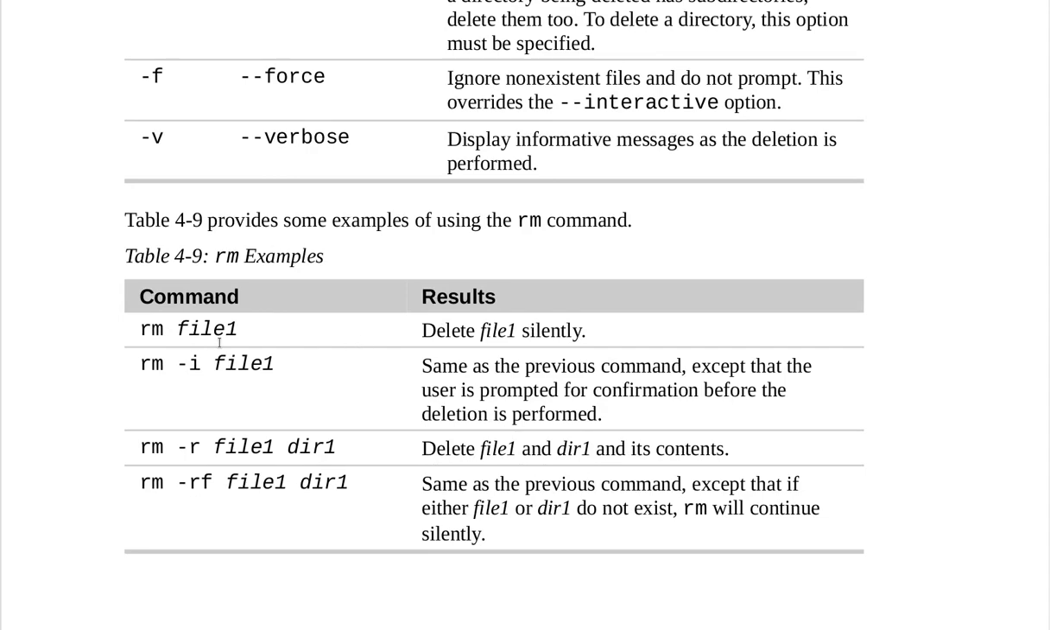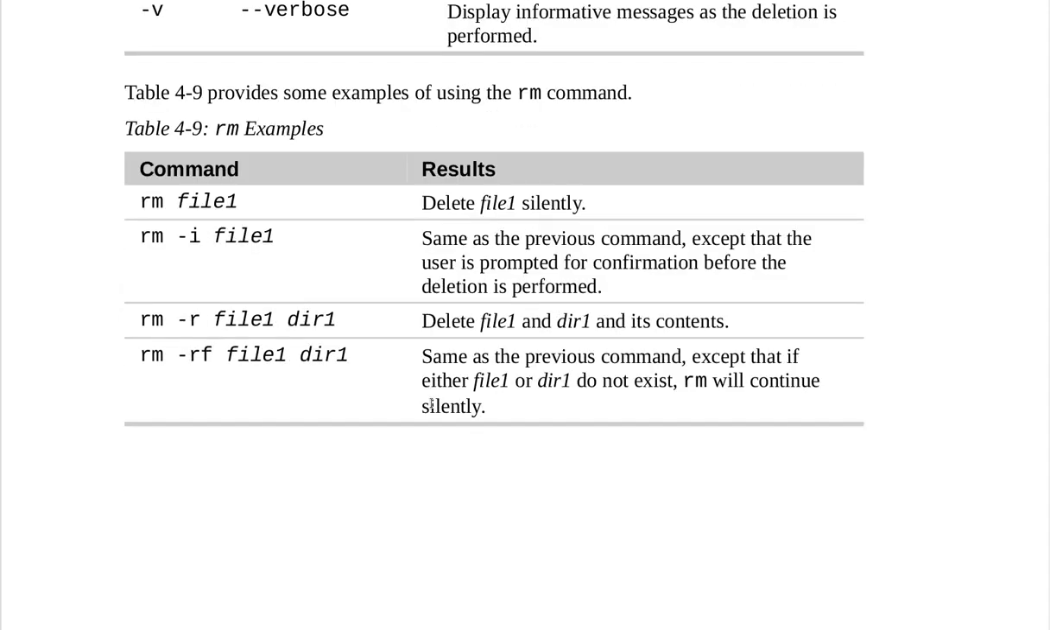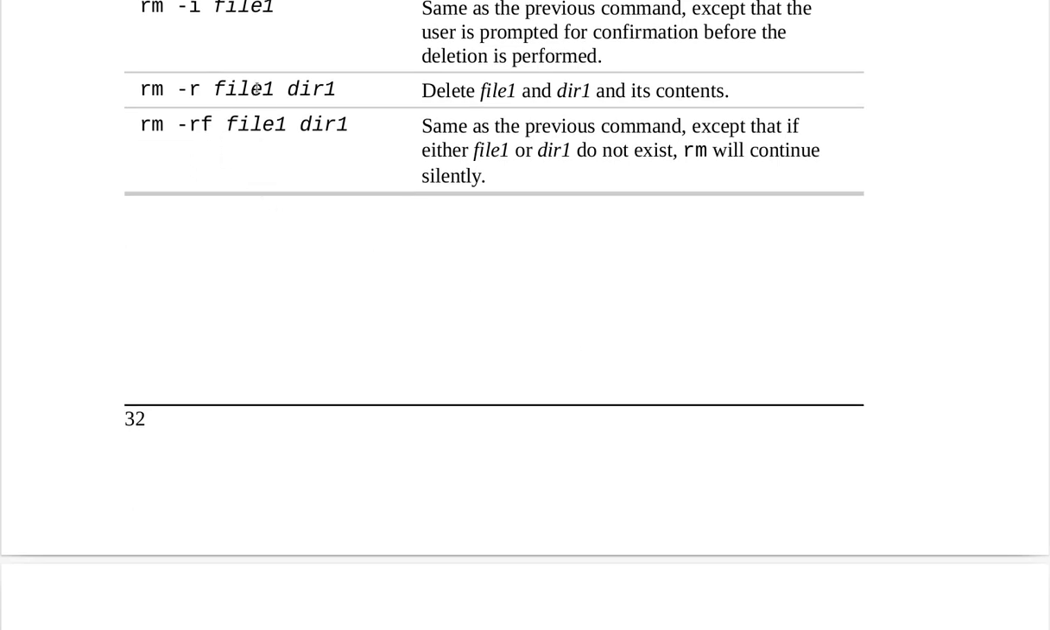All right, rm file1 will delete file1 silently. rm -i file1: same as the previous command, except that the user is prompted for confirmation before deletion is performed. rm -r file1 dir1: delete file1 and dir1 and its contents. rm -rf file1 dir1: same as the previous command, except that if either file1 or dir1 do not exist, rm will continue silently.